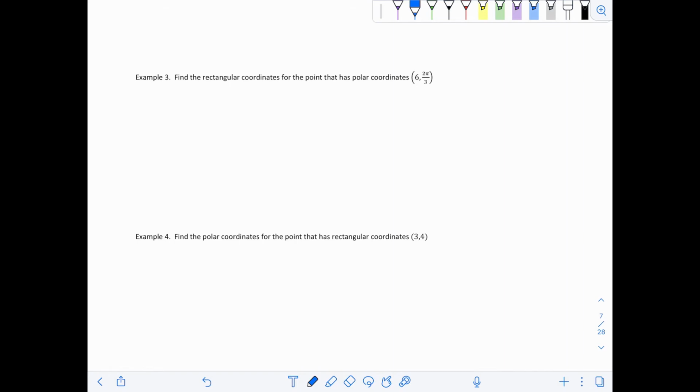Okay, so for the first one, we're trying to find the rectangular coordinate, and it's good to note that what we're given is polar. Sometimes it might not be obvious, so we want to make sure we know which one we're given and what we're switching it to. If we're trying to find the rectangular, that means we need x and y. We're given that r is equal to 6 and that our angle is 2 pi over 3. To find the rectangular coordinates, we're going to use the definitions for cosine and sine.